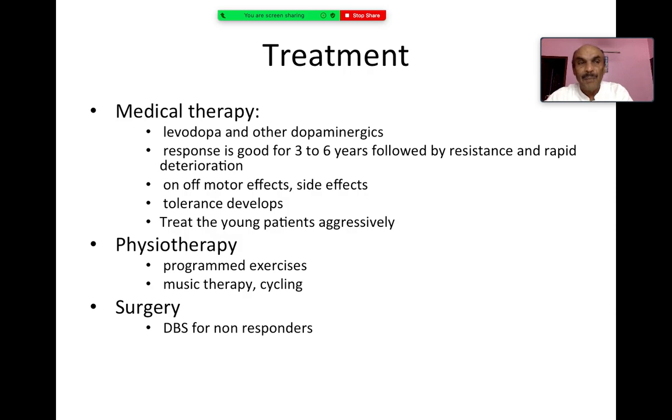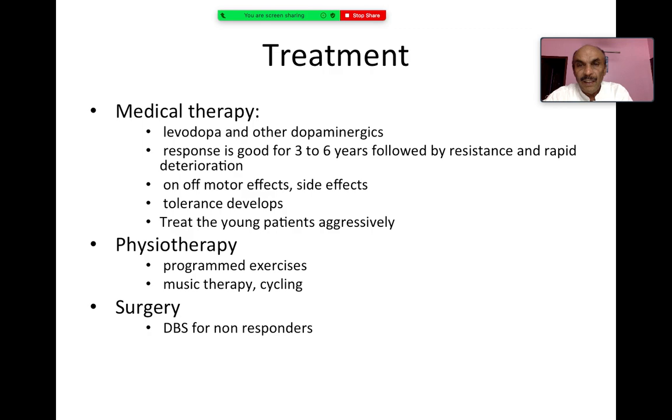Coming to the treatment, a brief note, not going to give the detailed account of it. The medical therapy, physiotherapy, and surgery. The mainstay of medical management is levodopa, that is levodopa and carbidopa combined together. Other dopaminergic drugs are available, like pramipexole, and others, which I am not going to give you full details of because that covers a big topic on Parkinson disease.